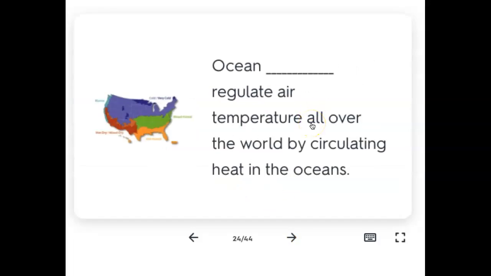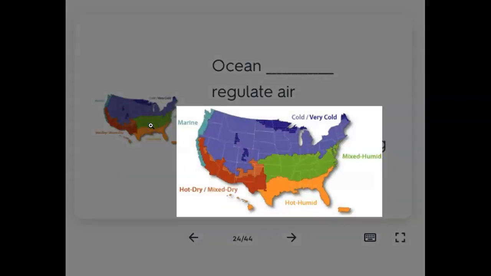Ocean currents regulate air temperature all over the world by circulating the heat in the oceans. So if you have a really warm area, then that means that the water that's nearby is going to be warmer as well. So the Gulf of Mexico, for example, is going to be really warm water. So the air above that is going to have a lot of moisture, and it's going to be really warm. Whereas up at the northern part of the United States is colder, and so you're going to have colder water and colder air as well.